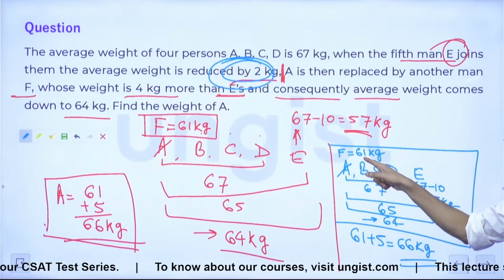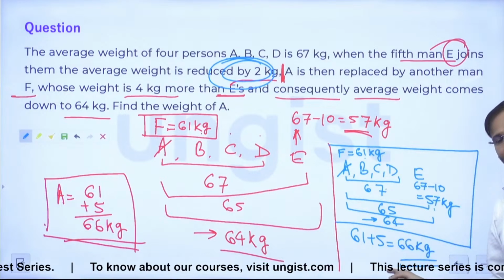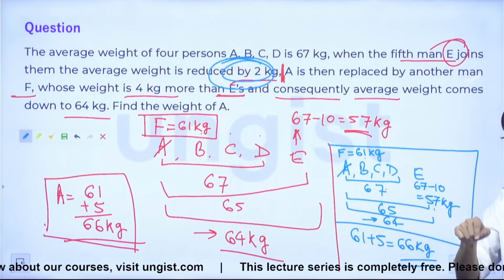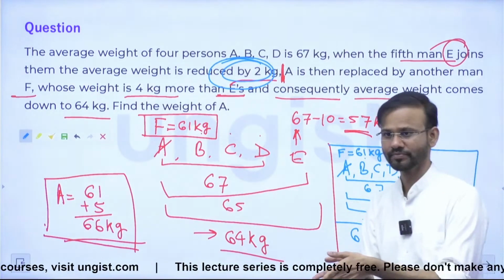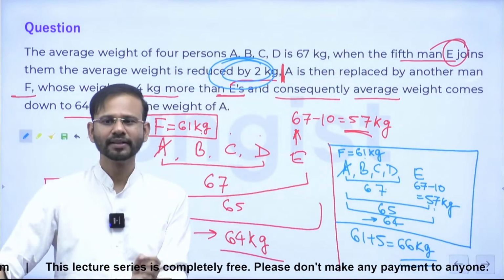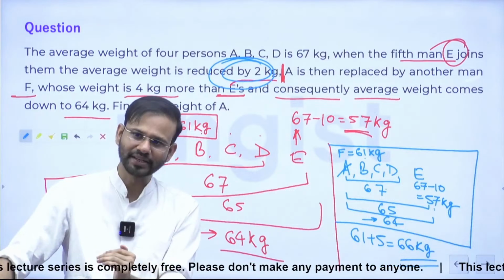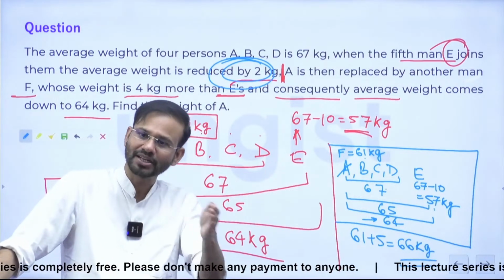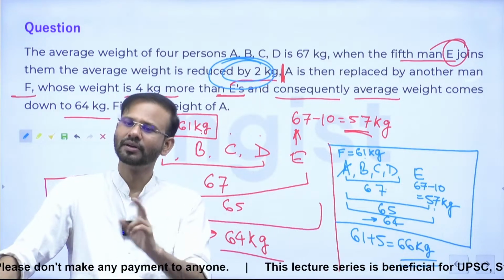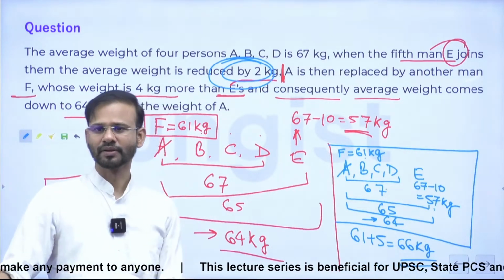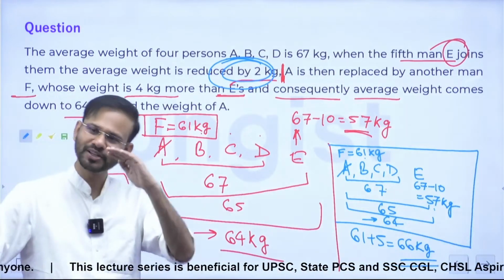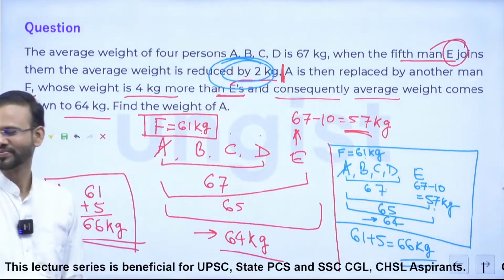61 plus 5. It should be 61 plus 5. Why? Because it is the weight of A. A's weight must be 5 kg more than the weight of F, because F's weight is 5 kg less than the weight of A. When F is coming in the place of A, then the average is reduced by 1 kg. It means everyone is getting -1. So -5 in total is the contribution due to this interchange. A is heavier, obviously. If the lighter person comes, then only the average is reduced.